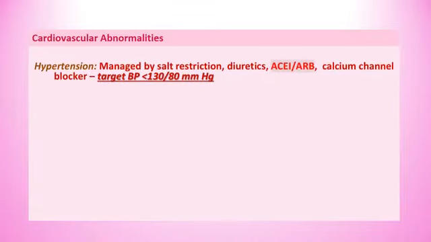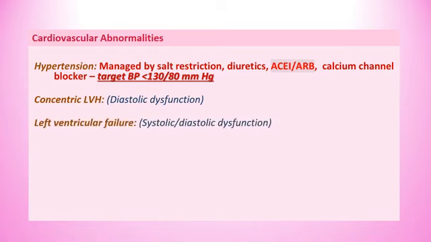Now come to the cardiovascular abnormalities. Hypertension managed by salt restriction, diuretics, ACE inhibitor, angiotensin receptor blocker, calcium channel blocker. Target blood pressure is less than 130 by 80 mm mercury. Concentric left ventricular hypertrophy, the cause of diastolic dysfunction. Left ventricular failure, cause of systolic or diastolic dysfunction.